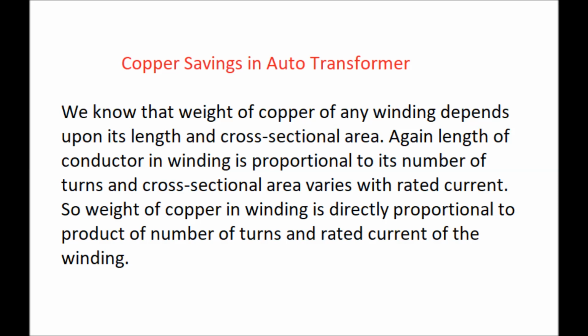The copper saving in the auto transformer. The weight of conductor, copper or aluminum, for any winding depends upon the cross-sectional area and length of the conductor. Now, the conductor area is proportional to the current carried by it, whereas the length of the conductor in a winding is proportional to the number of turns of the winding. Thus, the weight of the conductor in a winding is proportional to the current and the number of turns in the winding.